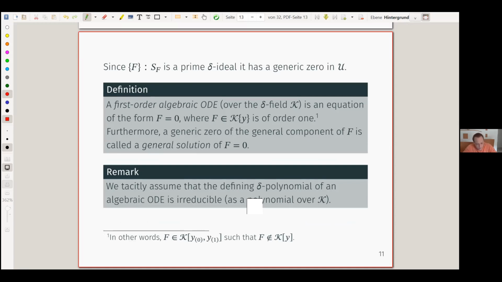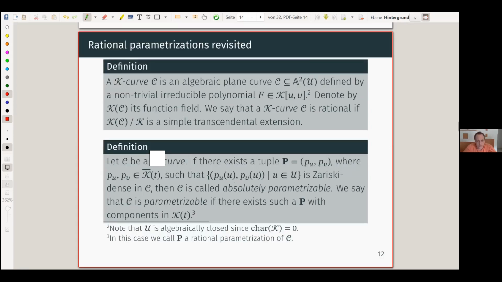So what is now, from now on, an algebraic ODE of order 1? Well, it's just an equation of the form F equals 0, where F is a differential polynomial of order 1, with coefficients in my favorite differential field K. And by a generic zero of this differential equation F equals 0, I mean a generic zero of the general component of F. And from now on, I will again assume that my defining differential polynomials of my algebraic ODEs are irreducible, just for convenience.